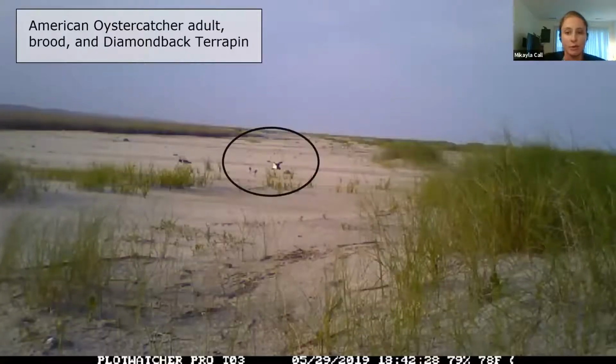Here's a photo of one of those aggressive interactions between an adult oystercatcher with two chicks that are located out on the left of the adult, and a diamondback terrapin that was passing by the brood.